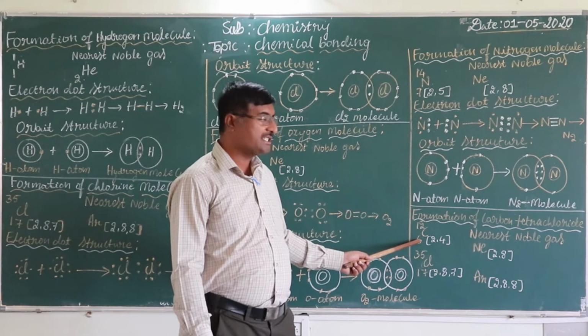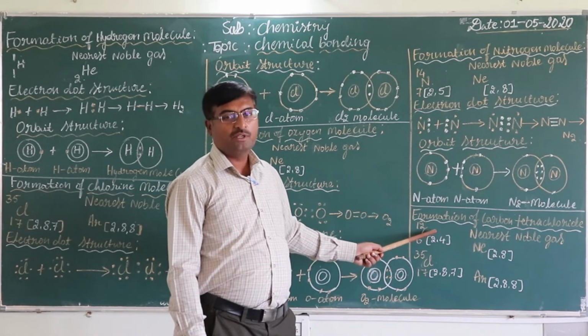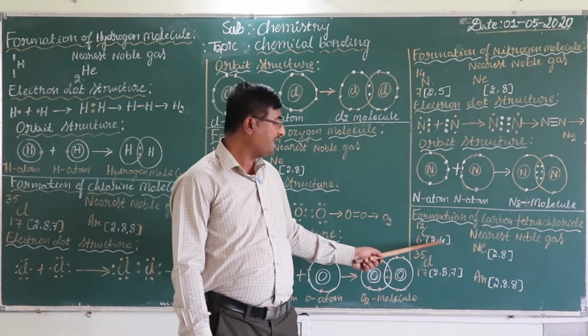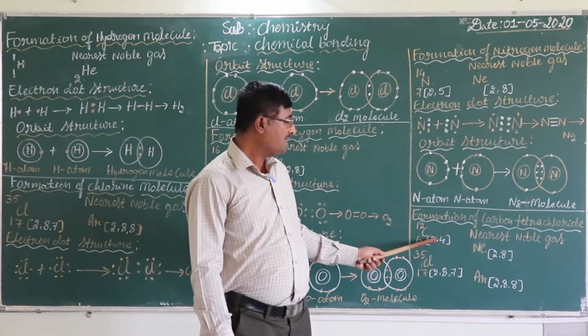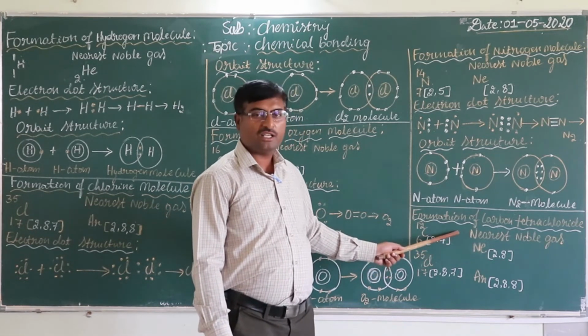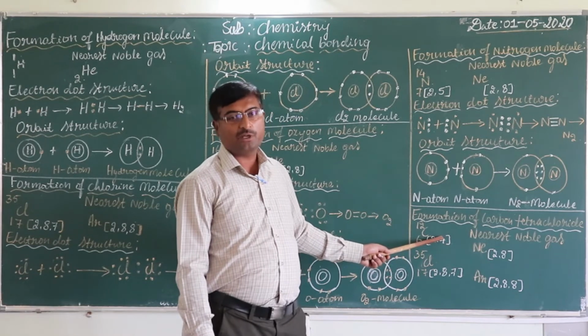Atomic number of carbon is 6, that means 6 electrons are there. In the first orbit 2 electrons will be there, in the second orbit 4 electrons will be there. See here, in the outermost orbit 4 electrons are there, so carbon is in an unstable configuration.